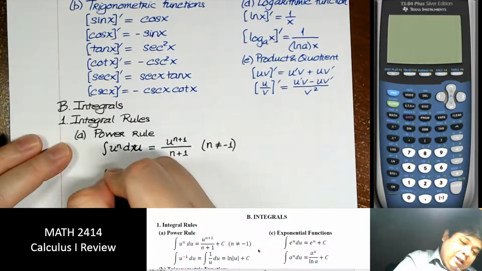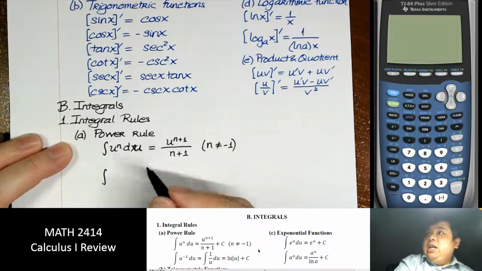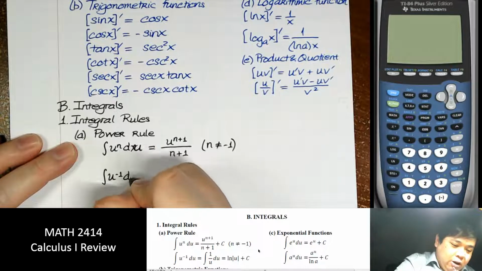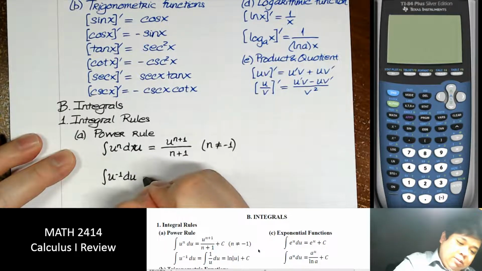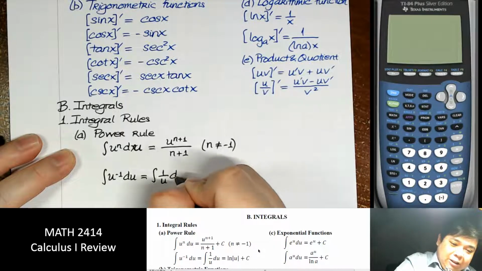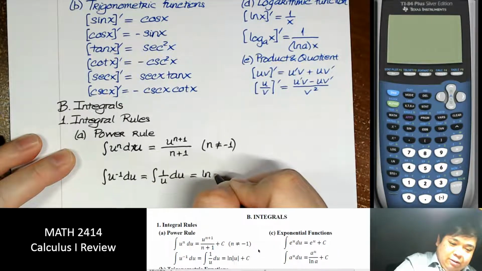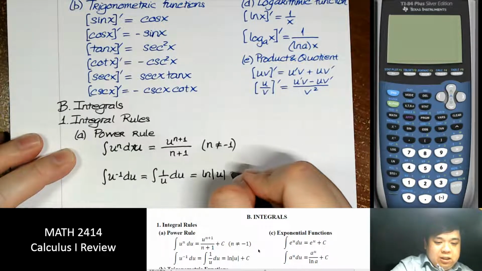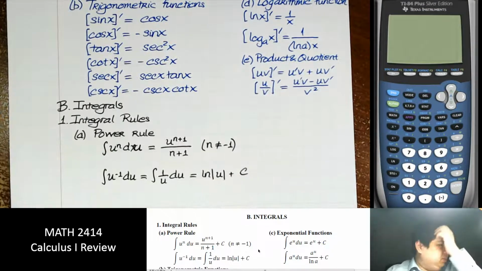Right. Integral of u to the negative 1, the reciprocal function, or derivative of 1 over u, is ln of absolute value of u plus c. Right, so that is the power rule.